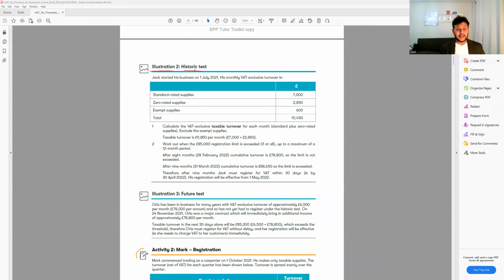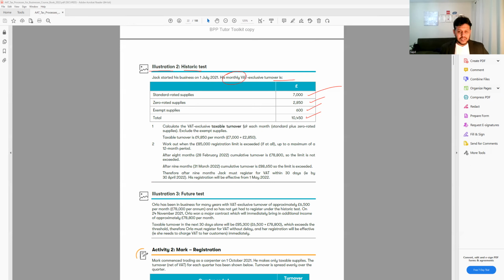Illustration 2, historic test. Jack started his business on 1st July 2021. His monthly VAT exclusive turnover: standard rated, I have 7,000. Zero rated, I have 2,850. This is per month. And the exempt supply is 600. So in total, we have 10,450 per month.